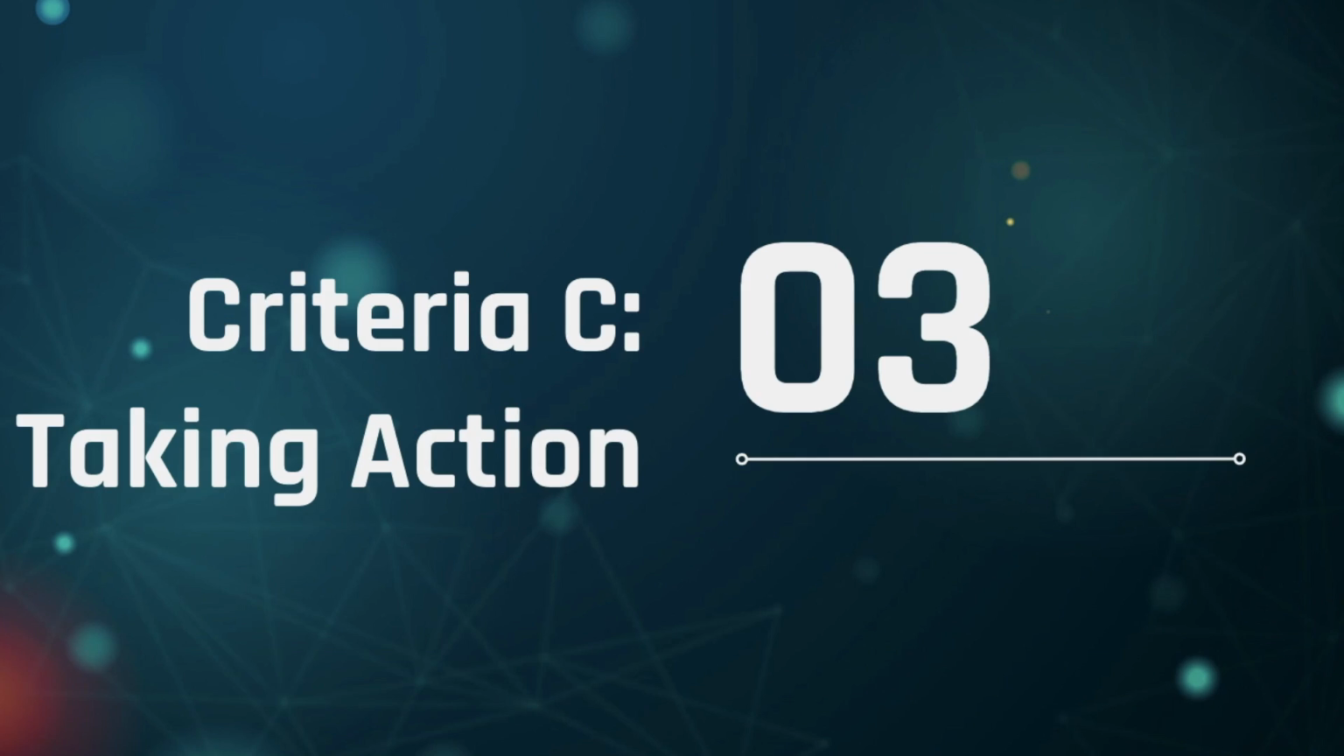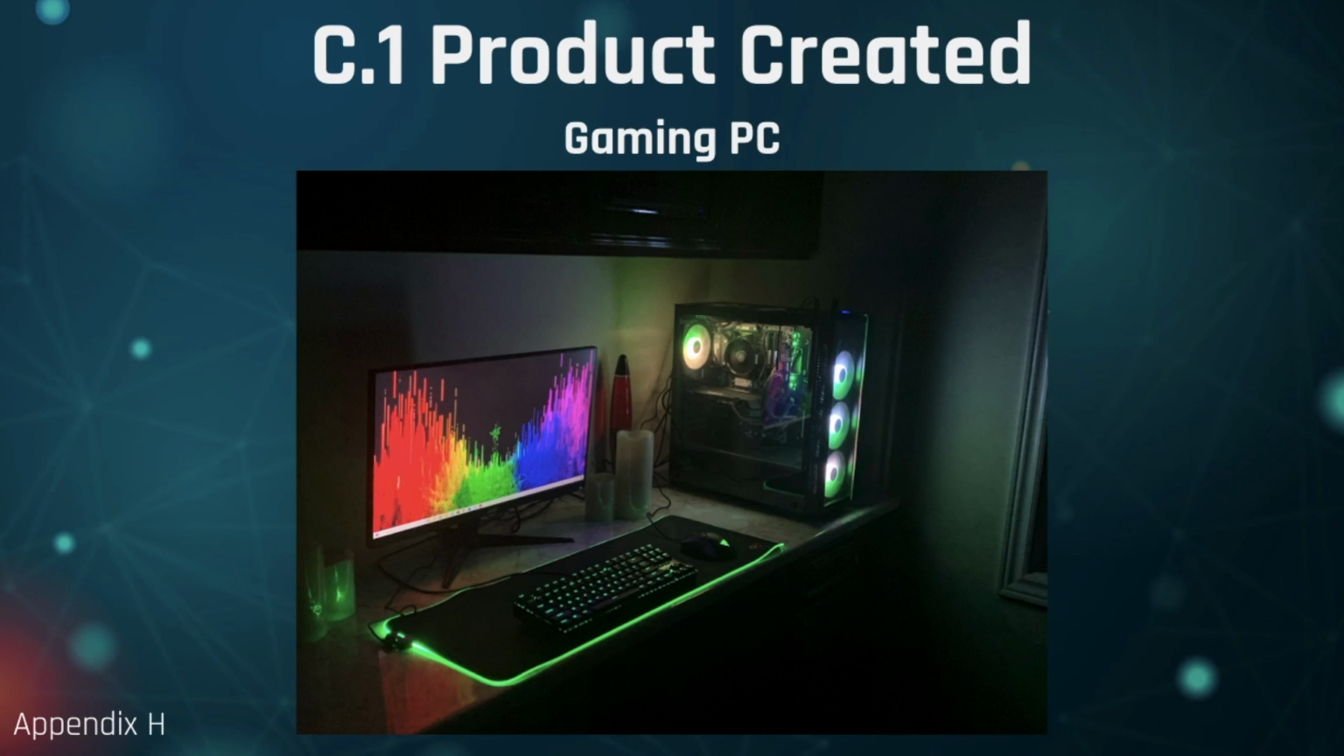Moving forward, let's take a look at Criteria C, Taking Action, where I will also be showcasing the final product created. First off, let's take a look at the product I created. So this is a gaming PC I spent many hours conducting research for as well as building. In the end, I think it turned out to be amazing as I love the way it performs as well as the way it looks.